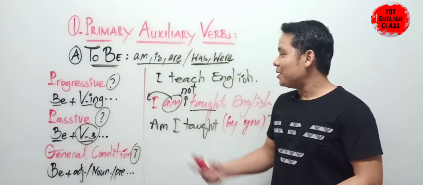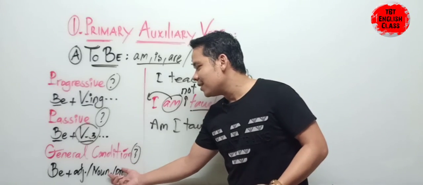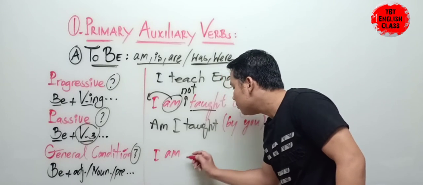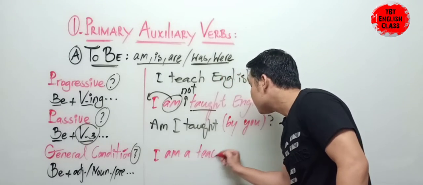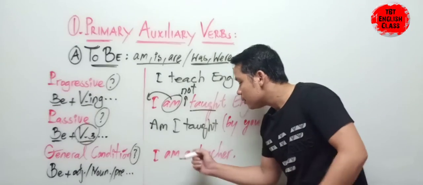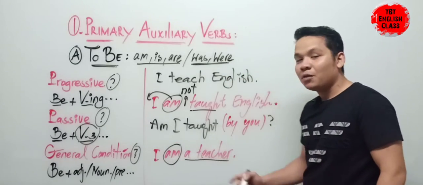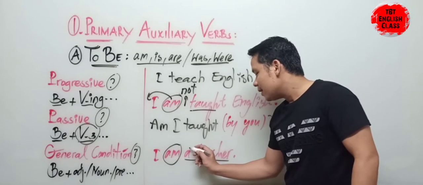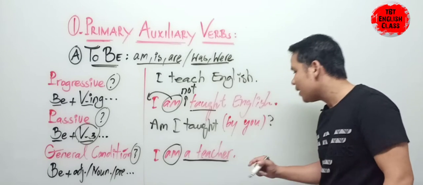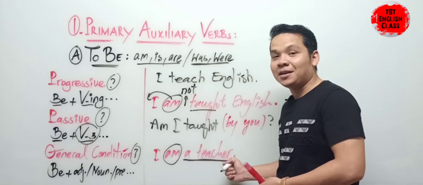Okay, so I hope you understand about passive voice. So now let me move to general condition. Why do we call this general condition? Let us see an example. I can say, I am a teacher. You can see verb be here, and then after verb be, we see a noun phrase, or we can see an adjective. Article a and teacher, noun. So this one we call a noun phrase, okay? After verb to be, noun phrase. This one is what we talk about as general condition or situation.